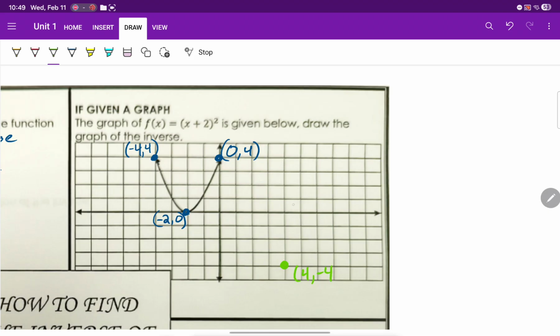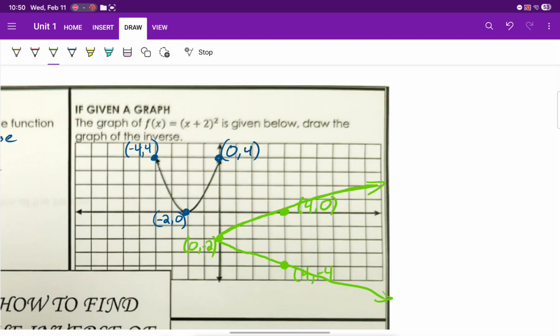I'm going to swap the 0, 4. I get 4, 0. This is this coordinate right here. And I'm going to swap the -2, 0, and I get 0, -2, which is this coordinate right here. So for an inverse function, given a graph, basically what you want to do is pick some coordinates, swap them out, and you get the inverse of that graph. That's pretty straightforward.